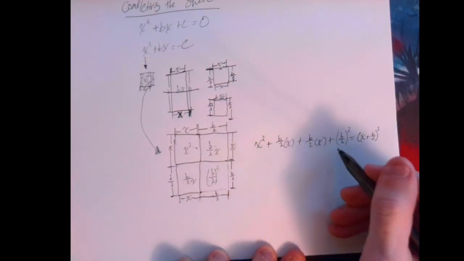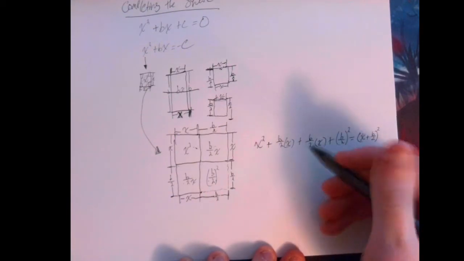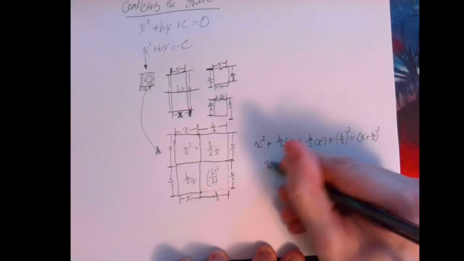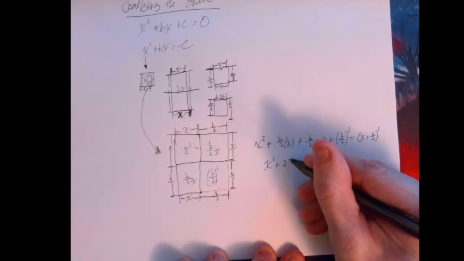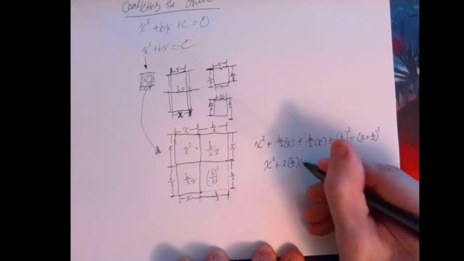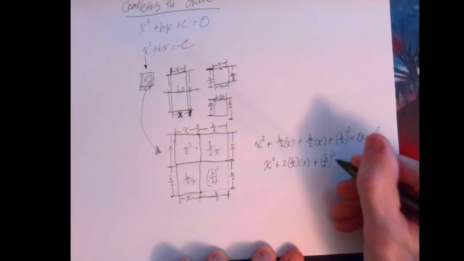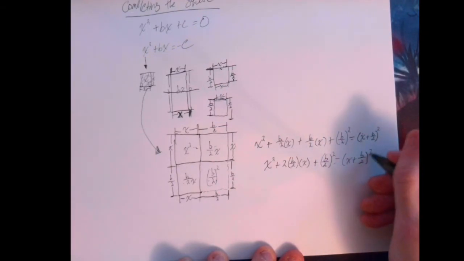So on this side we can simplify a little further, right? Because we have 1 b over 2x and we have another b over 2x, so we can write that as x squared plus 2 times b over 2x plus b over 2 squared equals x plus b over 2 squared.